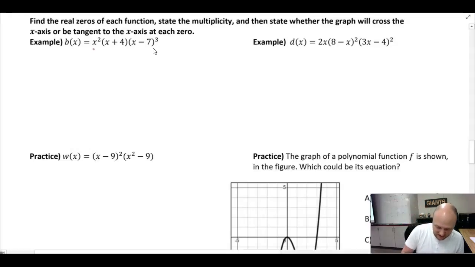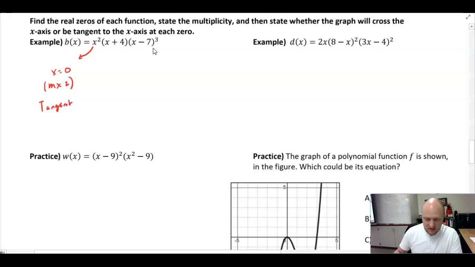I can just take the factor here. I have x equals 0. I don't have to solve anything. It has a power of 2. That means it appears 2 times, so multiplicity 2. And this zero will be tangent to the x-axis, okay?